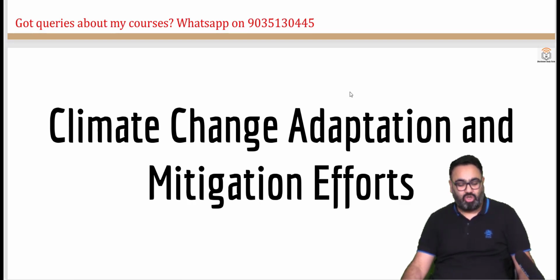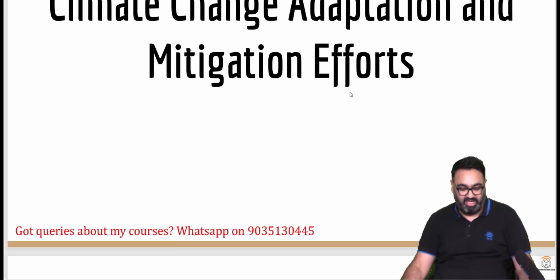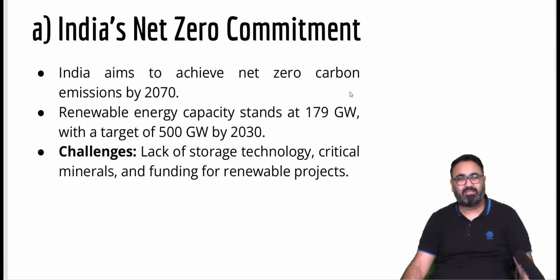Now, the chapter first talks about climate change adaptation and mitigation efforts that the Government of India has taken. I have explained to you the difference between adaptation and mitigation earlier as well. Adaptation means now that climate change has happened, what can we do to live with it? And mitigation means what can we do to stop further climate change from happening.